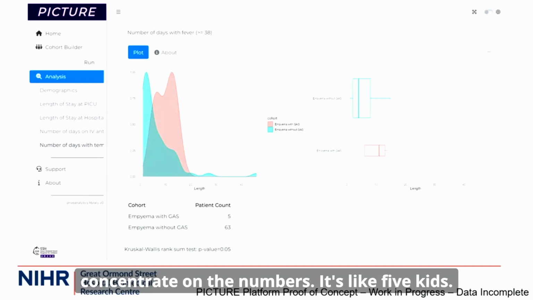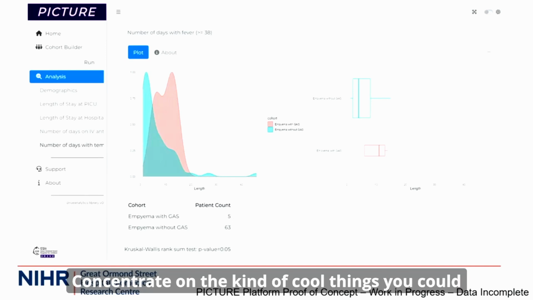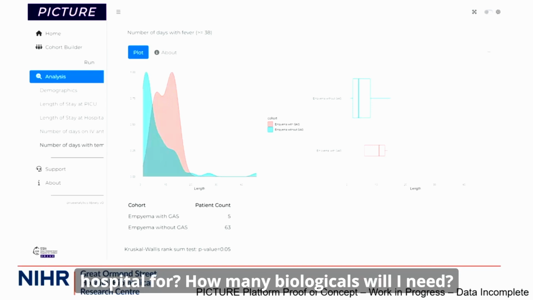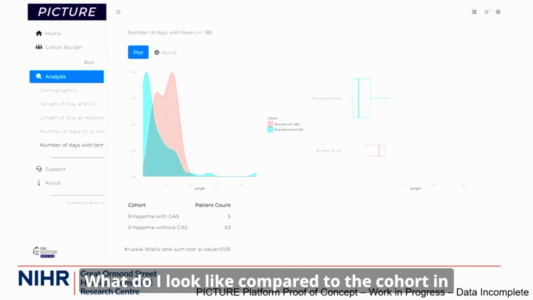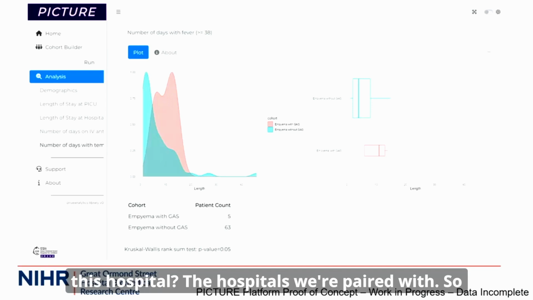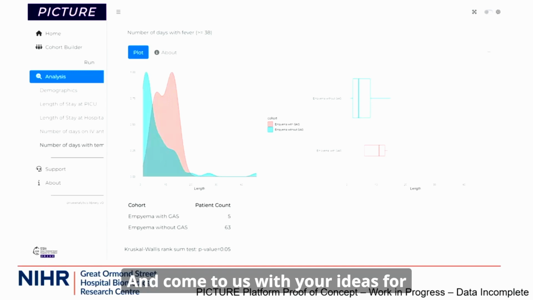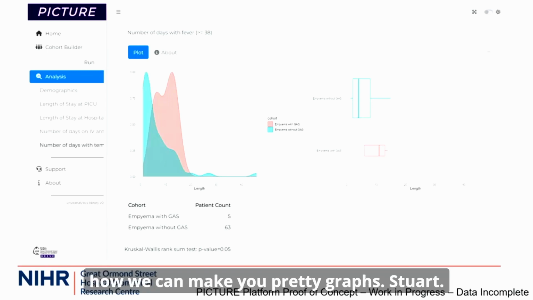Don't concentrate on the numbers, it's like 5 kids. Concentrate on the kind of cool things you could do with this. If it's, I've been admitted with systemic JIA, how long am I going to be in hospital for? How many biologicals will I need? What do I look like compared to the cohort in this hospital or the hospitals we're paired with? So this is why Picture is such a cool tool. Come to us with your ideas for how we can make you pretty graphs. Stuart.